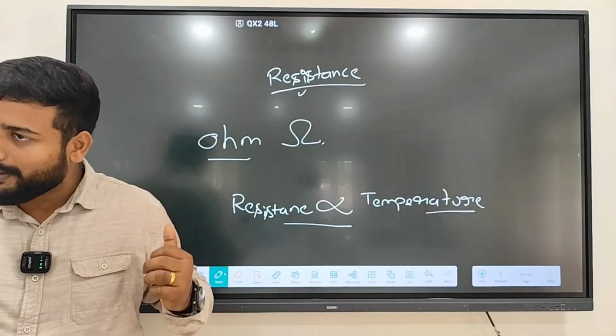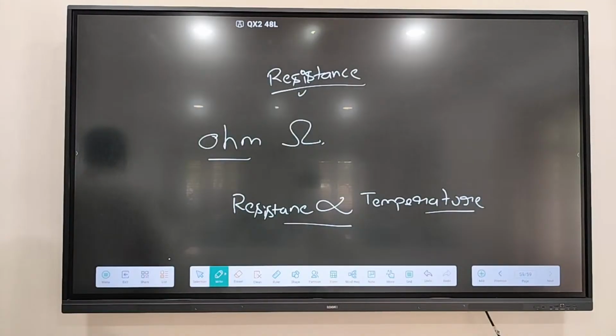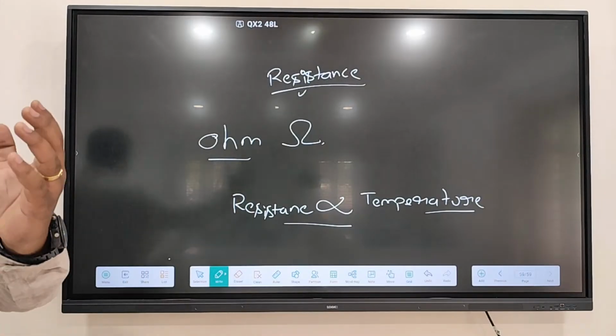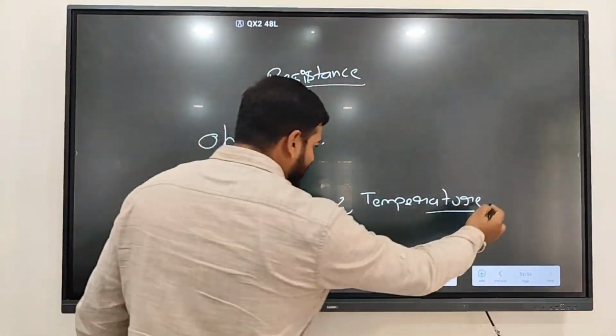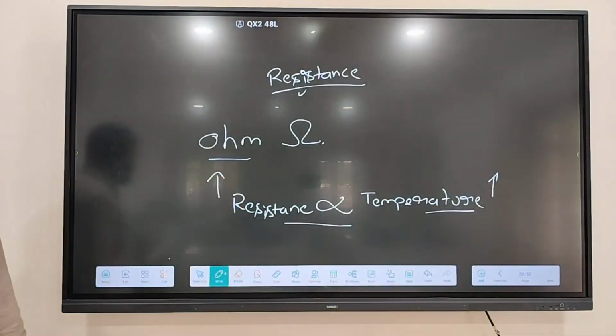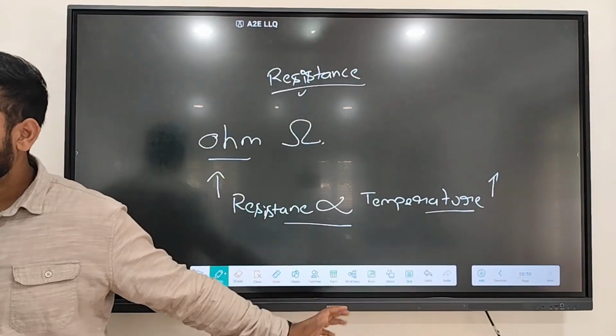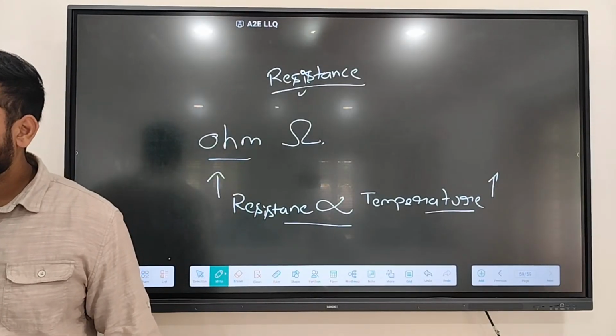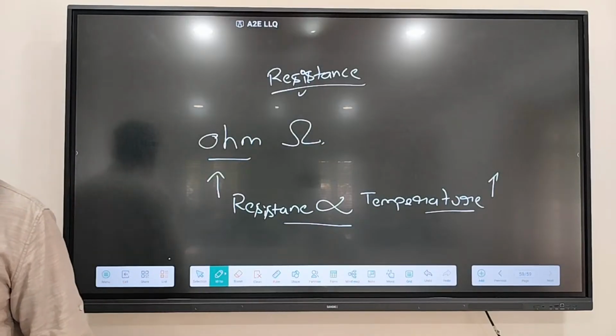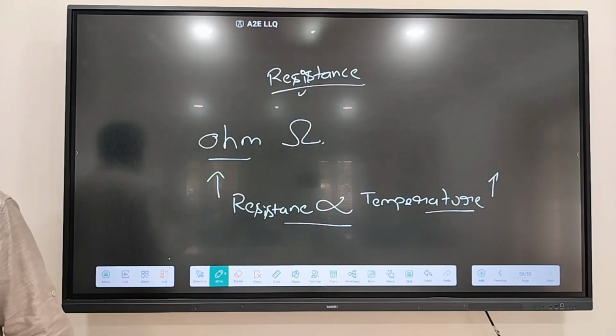That is the reason your computer has a fan to cool it down. Usually IT companies are set up in air conditioned rooms. The reason is not to give you comfort, but to keep the temperature low. If the temperature increases, the resistance will also increase, directly proportional. If the temperature reduces, resistance will reduce. If resistance reduces, electrical conductivity will increase. Conductivity increase means resistance decreases.